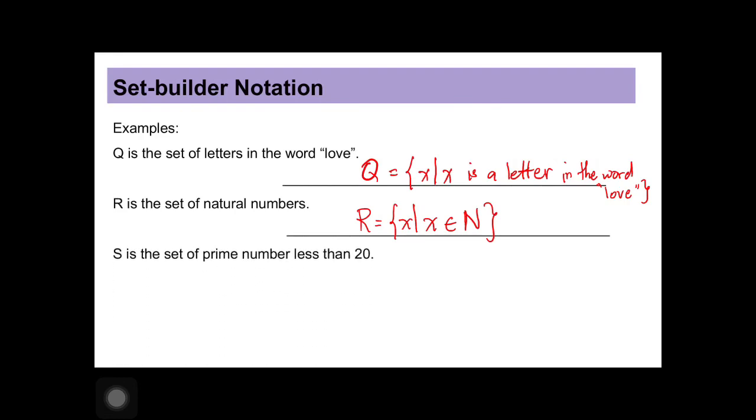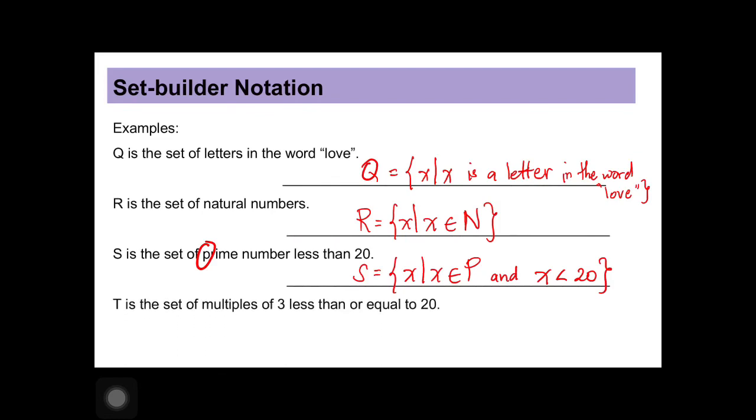Next, S is the set of prime numbers less than 10. So S now is equal to X such that X is an element of, prime would be denoted as P, and X is less than 20. So that's how you write it. S is equal to X such that X is an element of P and X is less than 20.